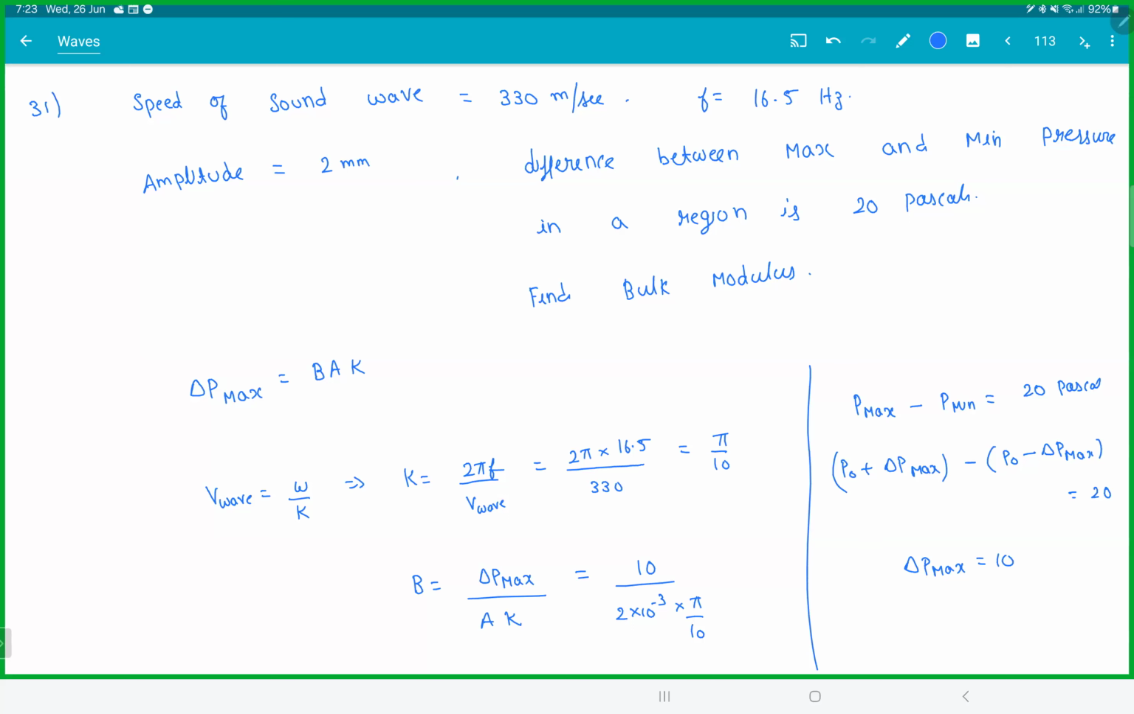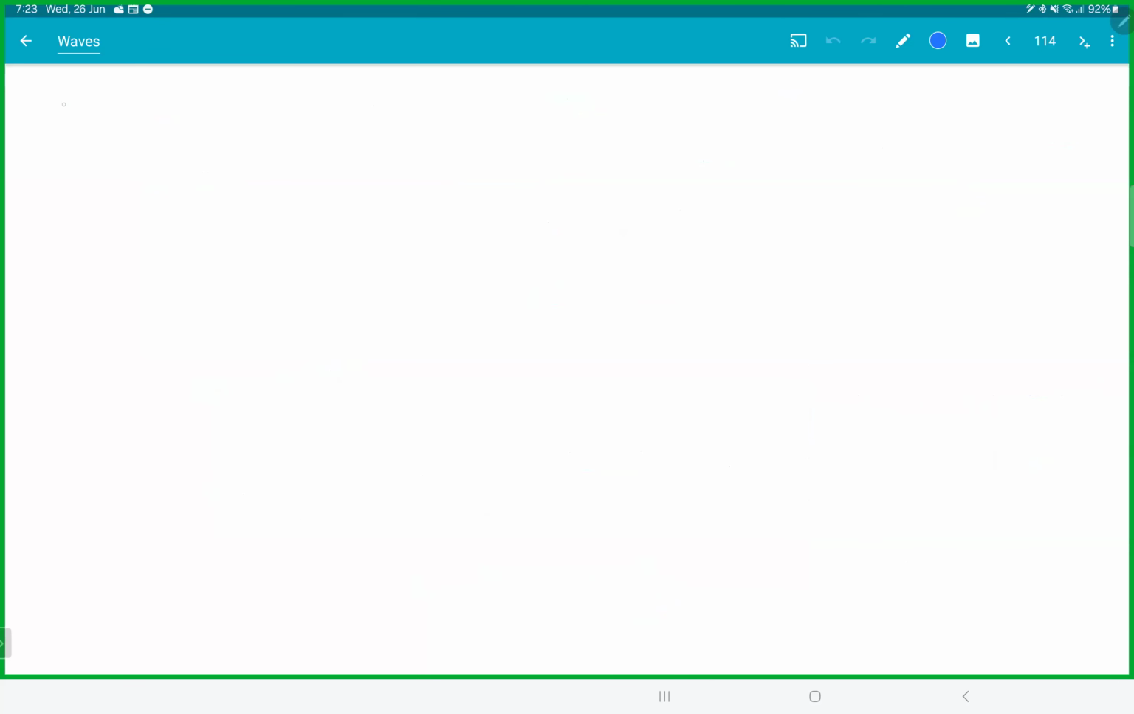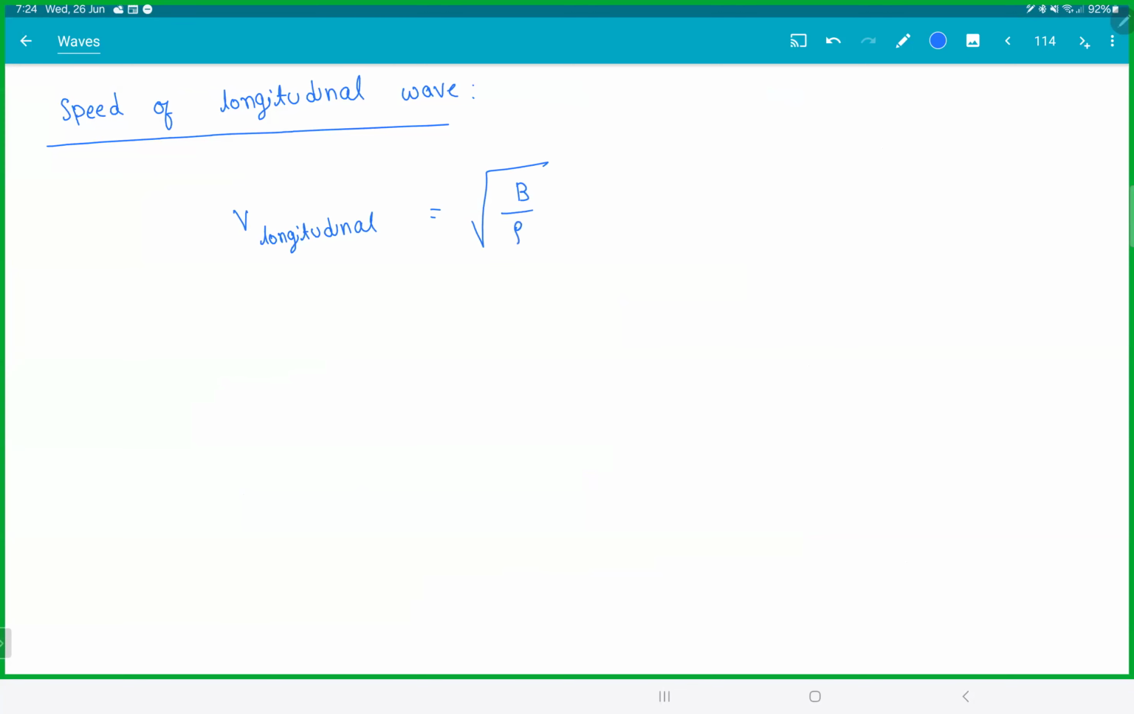Next one. Speed of a longitudinal wave. We'll not be doing the proof for this. It's not a big one, but it is not important. We're not doing it for a sound wave, we're doing it for a longitudinal wave. That is even more general than a sound wave. So V longitudinal is given by root over bulk modulus by rho.